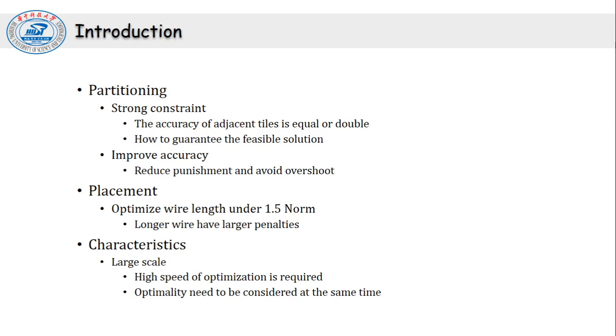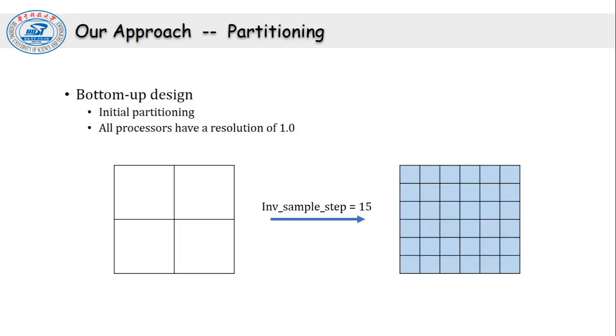For the latter one, the wire length evaluation of 1.5 norm requires the optimization of this solution to maintain the overall cost balance. Both of these problems are large-scale NP-hard problems. It is very important to improve the search efficiency while optimizing the objective function.